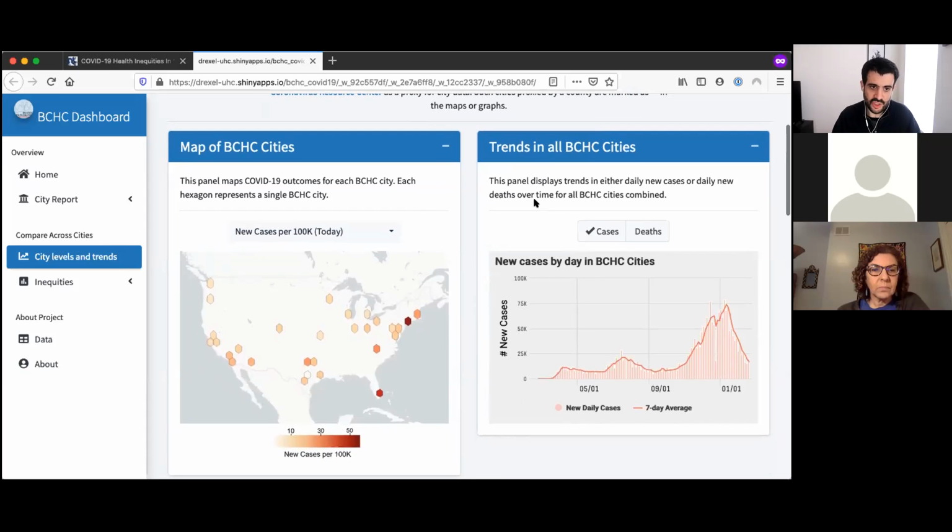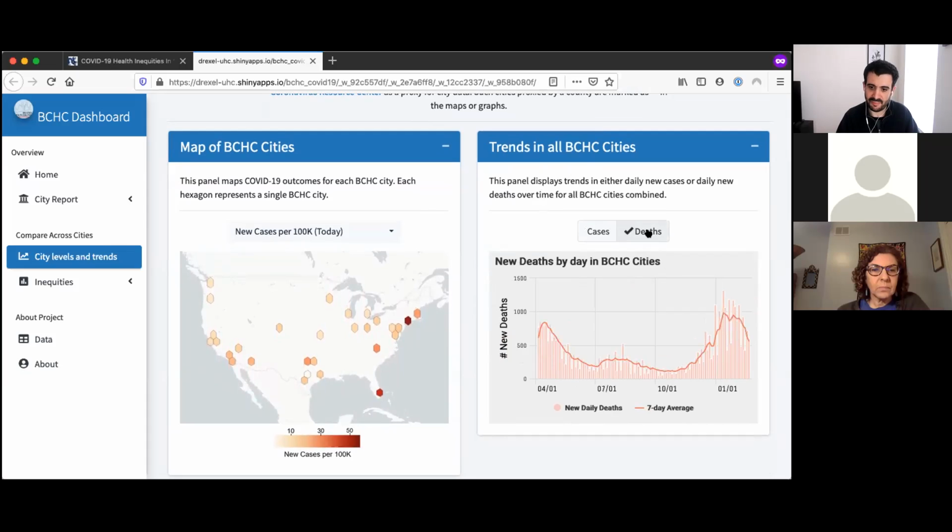So here, what we show in this first part, on the right, are the overall trends. We can see very clearly the beginning, March, April, then an increase around the summer, and then the post-Thanksgiving, post-fall, and post-December holidays increase, with a current strong decline across all of our cities.